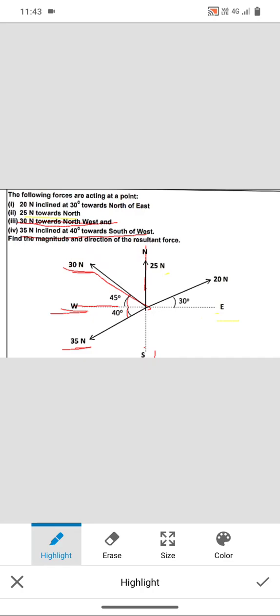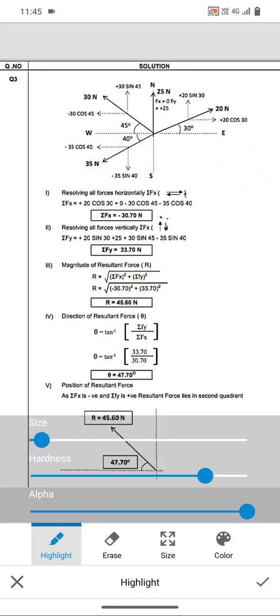Find the magnitude and direction of the resultant force. Then we will solve one by one. First we will resolve all forces. The first force is 20 Newton.